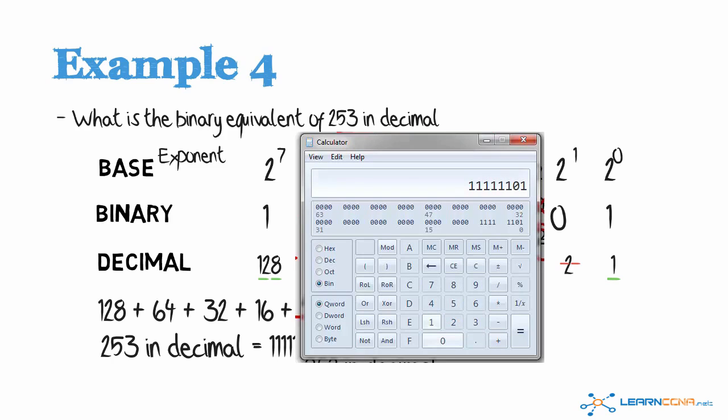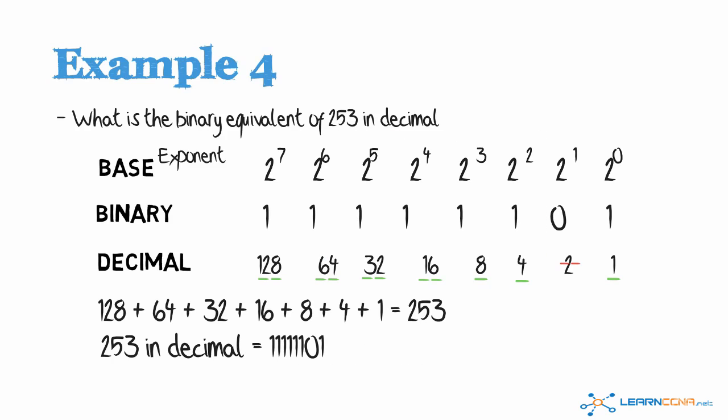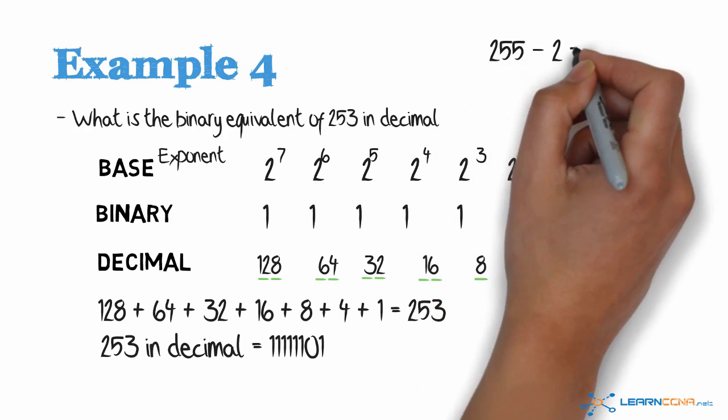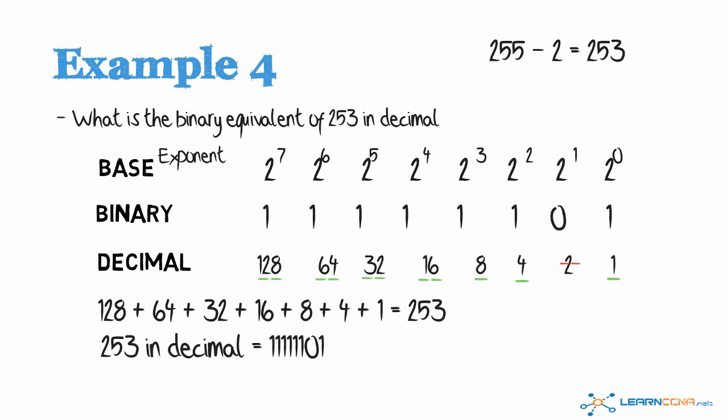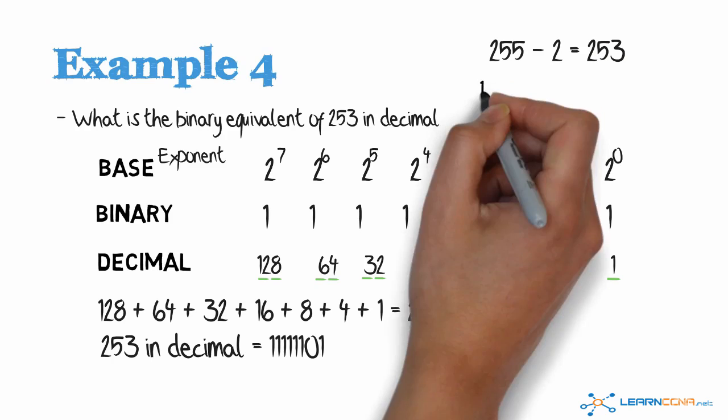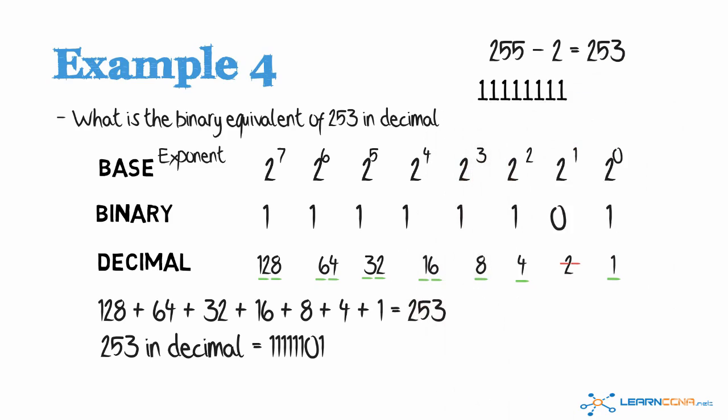So I'm hoping at this point you have a good understanding of how to convert decimal to binary and back again. There are many tricks with regards to binary that can allow you to speed up the calculations. One example would be that 255 less 2 gives you 253. In other words, this value is set off, which allows you to work out that 255 looks like this, but that bit is set off, so 253 looks like this.